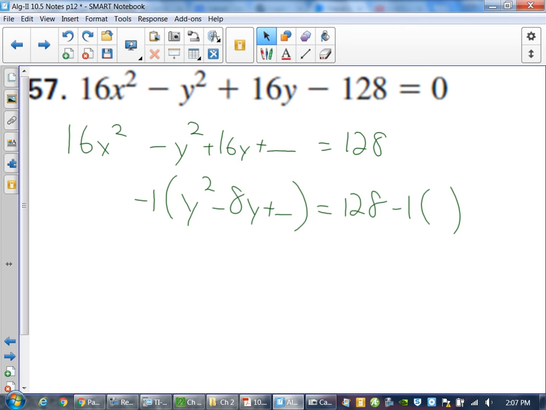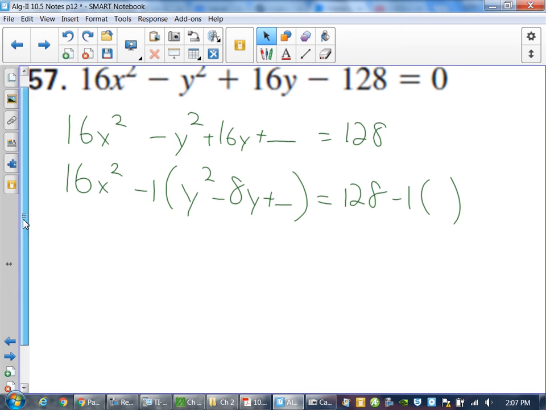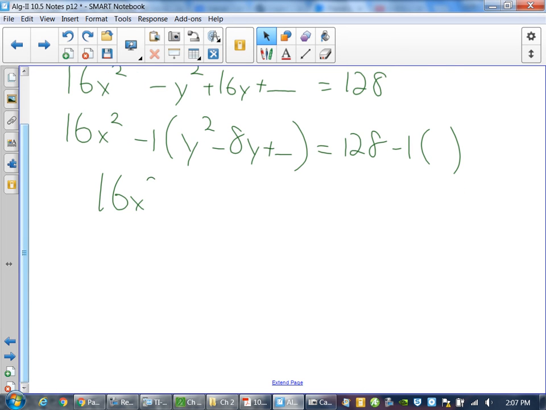That's what you have to do for that problem. The x doesn't have to be completely squared because there's no b term, there's no c term. It's just 16x squared. Okay. So I go ahead and complete the square here. I'm going to get 16x squared minus 1 times y minus 4 squared.